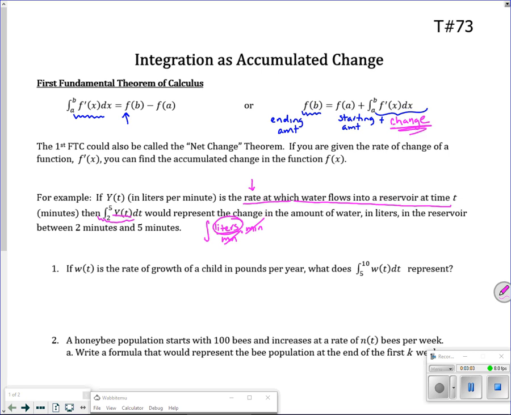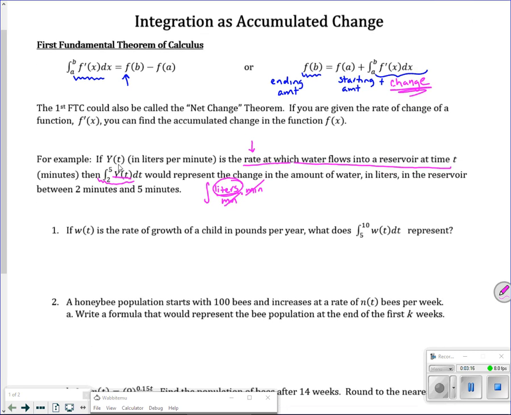Okay, so let's look at this one. If W of t is the rate of growth of a child in pounds per year, what does the integral from 5 to 10 of W of t dt represent? Now, again, write that like you're talking to a 12-year-old. Okay, don't talk about area under the curve. Tell me, what does it mean?